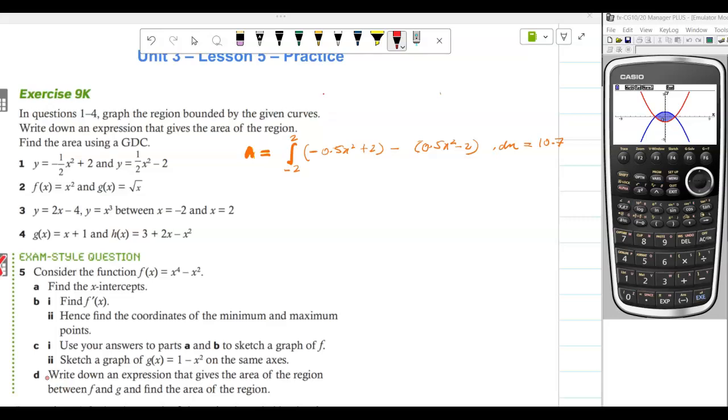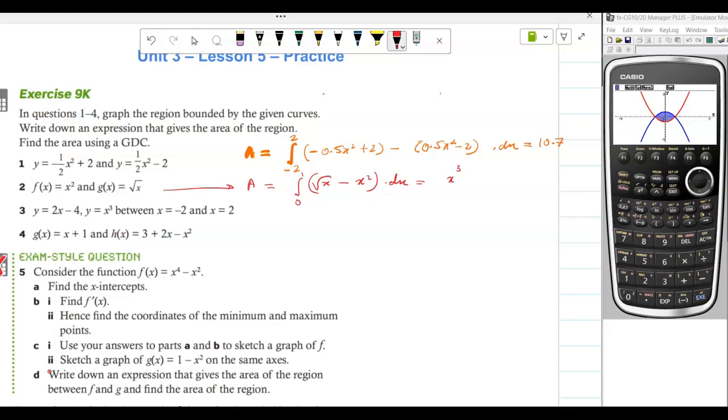In the second one, the intersection is from 0 to 1. Which is the upper one? Root x, and the lower one is x square. And then you can find it out. So what will you do in these cases?